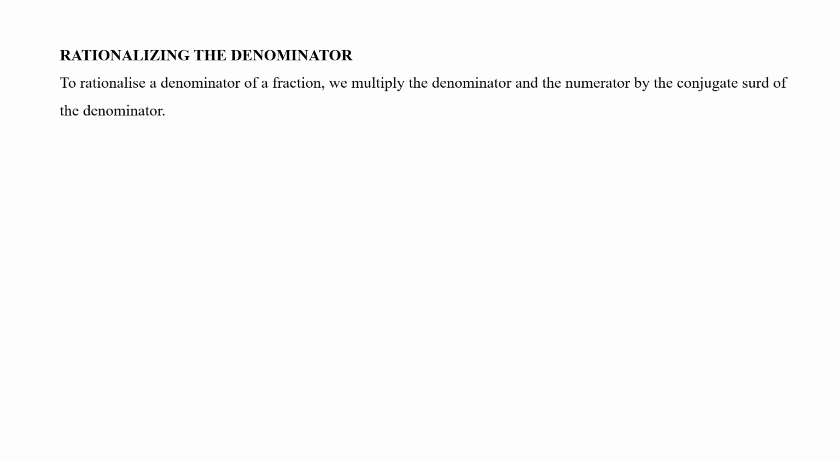Rationalizing the denominator. In rationalizing the denominator, you must know how to get the conjugate of a surd. To rationalize the denominator, we multiply the denominator and the numerator by the conjugate surd of the denominator. That is the rule we are going to follow in all the examples under rationalization. Then we go straight to the examples.